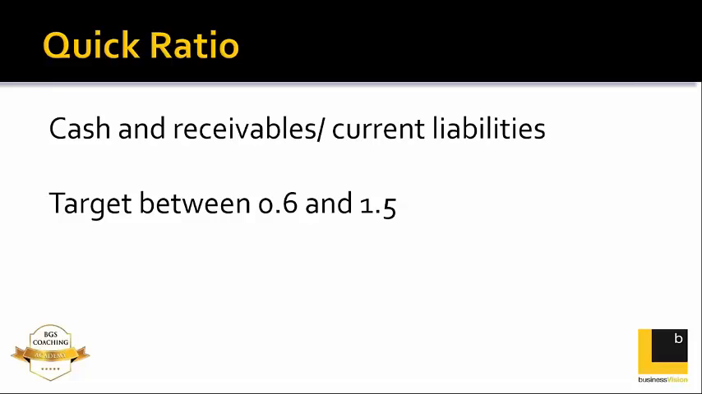So it's the same method, but clearly this is going to be a lower figure because we might be excluding other current assets. And the target there is anywhere between 0.6 and 1.5. So I would do that as well. And current ratio and quick ratio, as I say, will be very much the first thing bank managers look at. They won't look at your profit and loss to start with, they'll look at your current ratio.